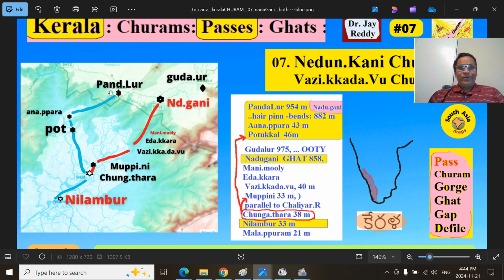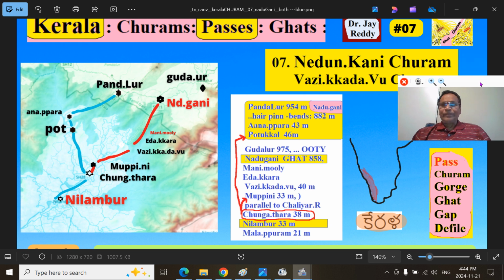Pandalur Taluk and Gudalur Taluk used to be historically part of Wayanad district. Now the eastern part of Wayanad district was given to Nilgiri district later. So we are in Nilambur, Chungathara. Then we are at Muppini. We are talking about Gudalur Pass, Nedungani Pass, Muppini town here.